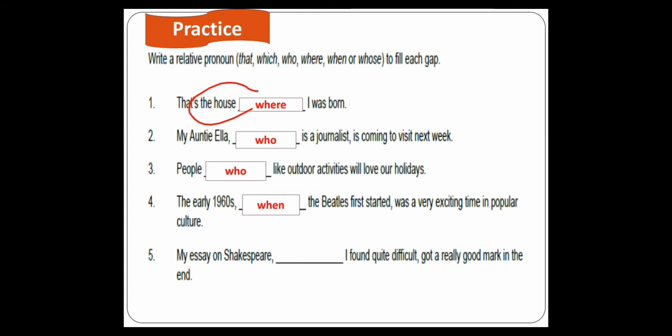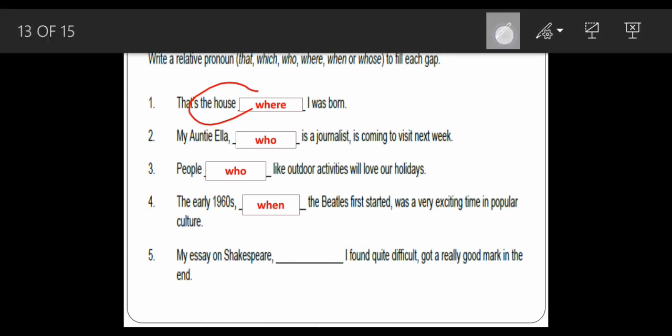Number 5. My essay on Shakespeare I found quite difficult, got a really good mark in the end. So here, the noun is my essay on Shakespeare. My essay. So this is the noun, this is what we are going to describe. My essay on Shakespeare. It's not about Shakespeare, but it's an essay on Shakespeare.